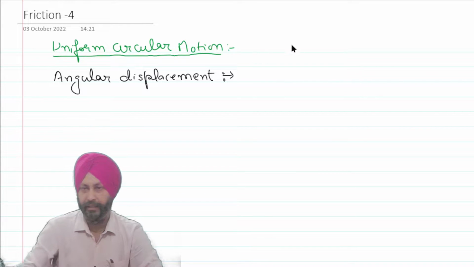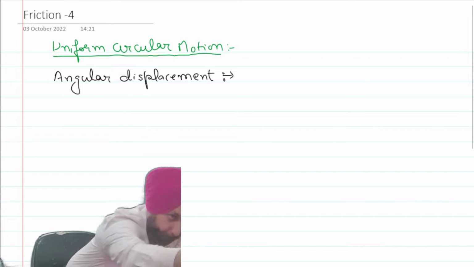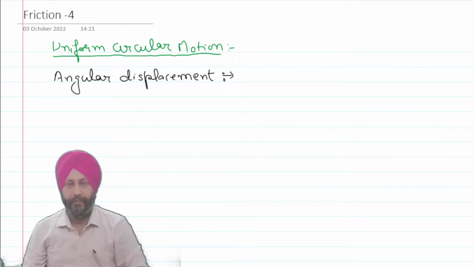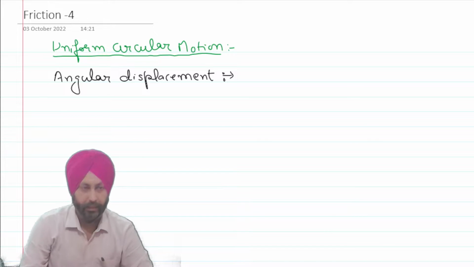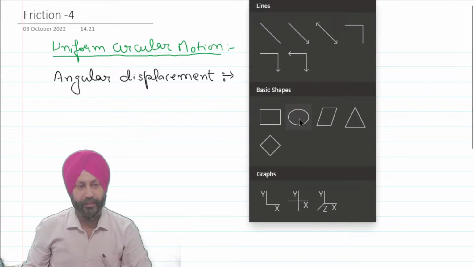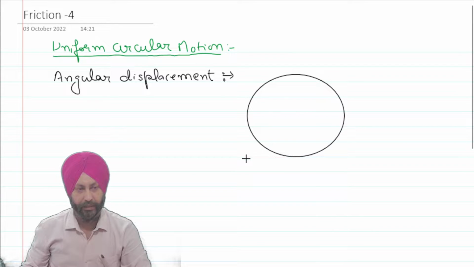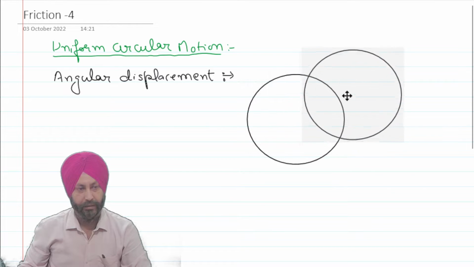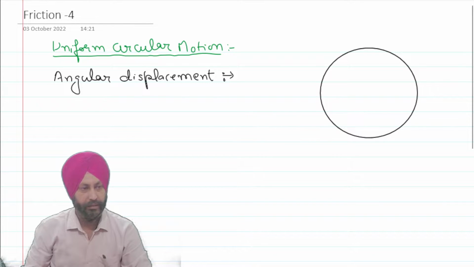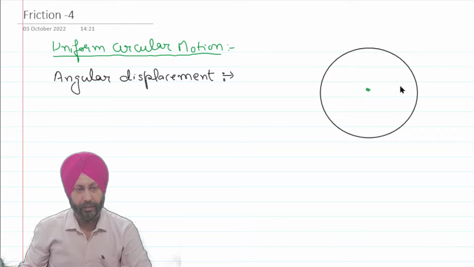Angular displacement, have you heard the name? No sir. Okay, suppose a particle is moving in this circle. Particle is moving in this circle, it moves from A to B.